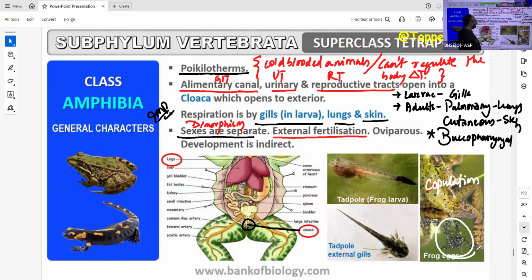Tadpoles are primarily the larval forms of frogs. Their main structure for respiration or gaseous exchange is the gills. As you can see, these are the external gills or pharyngeal gills in the case of tadpole larvae.